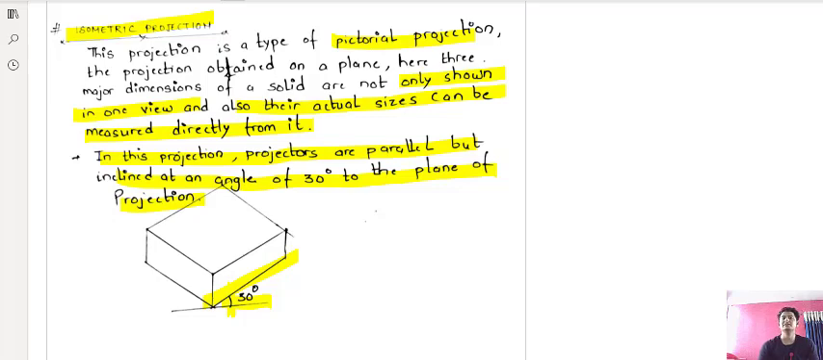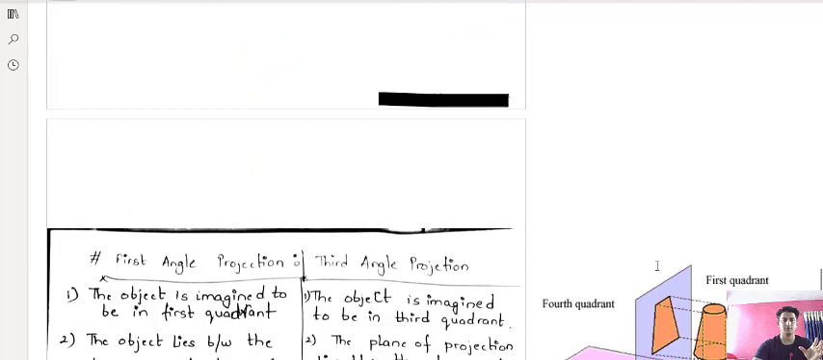This is basically used in CAD applications. CAD is computer aided drawing. When you use AutoCAD, you will understand what I was talking about. I hope you have a clear concept of axonometric projection and its types. Basically, I have defined all the types of projection.